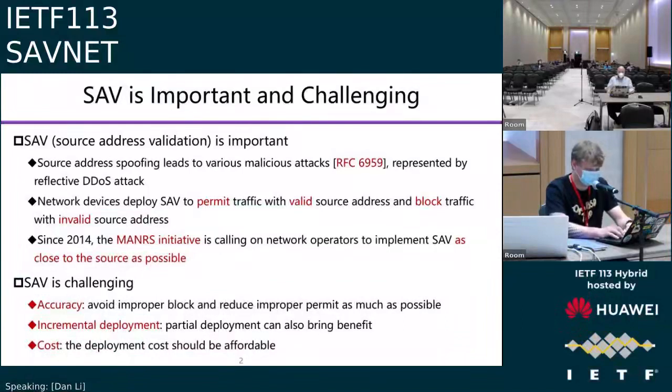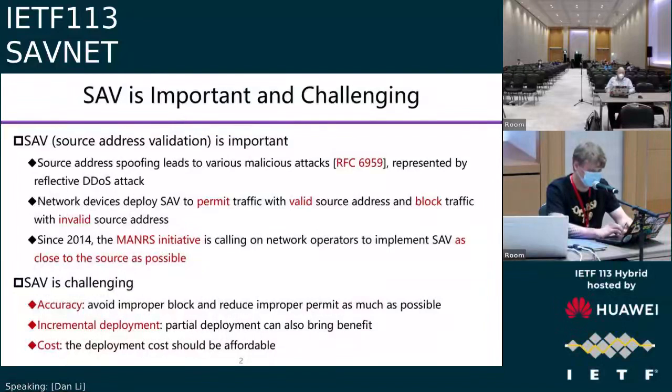Since the year 2014, there is a new wave of interest in SAV mechanisms because the MANRS initiative is calling on network operators to implement SAV and expect that the validation should be as close to the source as possible. However, we also know that SAV is challenging. A desired SAV mechanism should satisfy the following requirements. The first is accuracy. So we should avoid improper block of normal traffic and should reduce improper permit of spoofed traffic as much as possible.